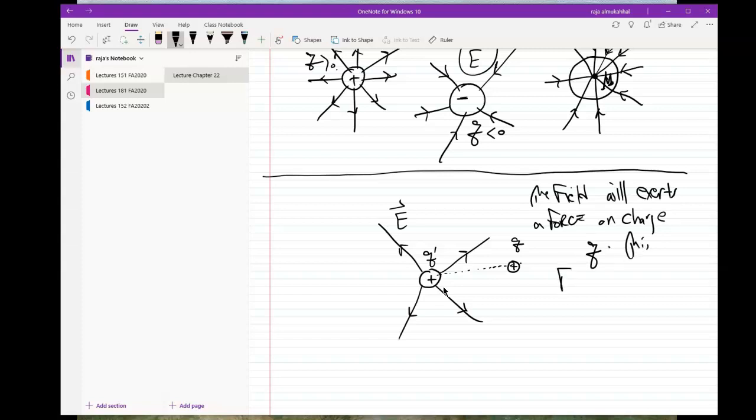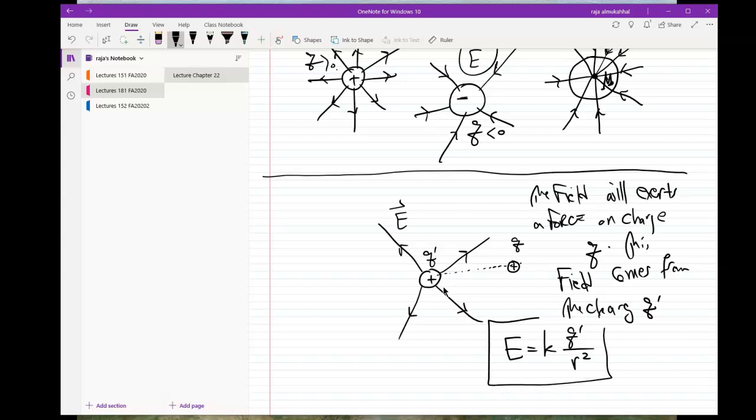This field comes from the charge Q prime, and this electric field that is coming from the electric charge Q prime is equal to K Q prime over R squared. This is a very important equation. What's this R in this case? Well, R is the distance between the source charge, the one that is producing the field, and the test charge, this Q.